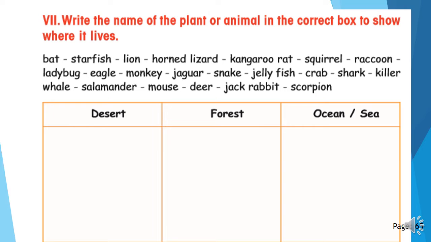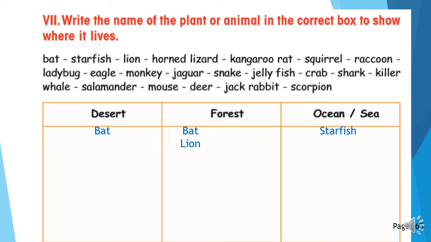We will start first by bat. Where does this animal live? Can you know? Yes, it could be in the forest ecosystem, also in the desert ecosystem. The next, starfish. It's an animal that lives in marine ecosystem. Lion. Can lion live in desert in a hot place? Or can this animal live in the marine ecosystem? No. So this animal can live in forest ecosystem.